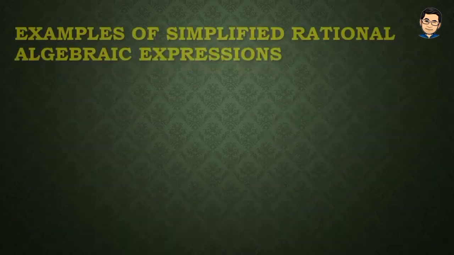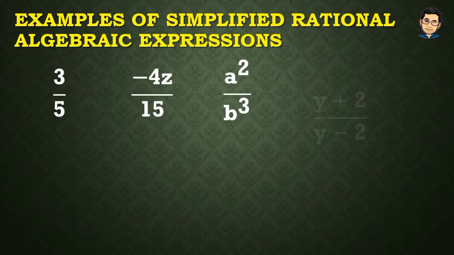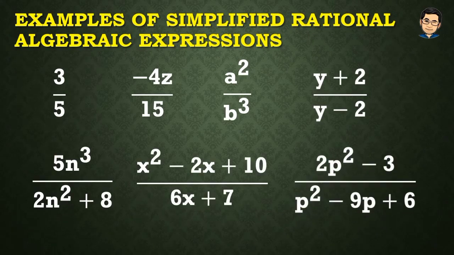So let's have examples of simplified rational algebraic expressions. Ayan po yung ating mga examples. Yung mga examples po na yan na simplified rational algebraic expressions, we cannot simplify them further. It's because wala na po tayong mga common factors. Okay, like for example, 3/5, yan na po talaga yung lowest term niya. Negative 4z all over 15, ganun din po. A squared all over b cubed. And then, y plus 2 all over y minus 2.